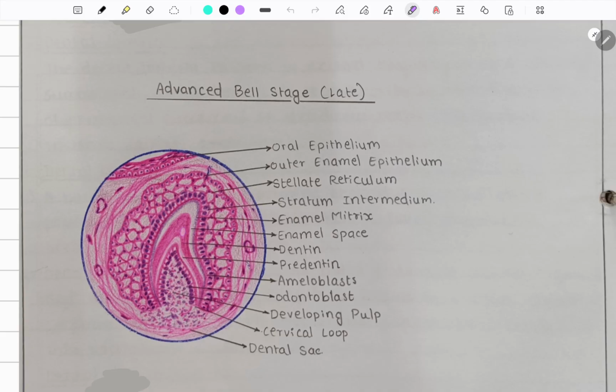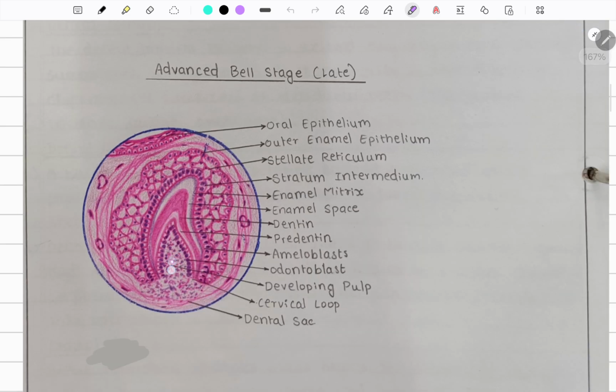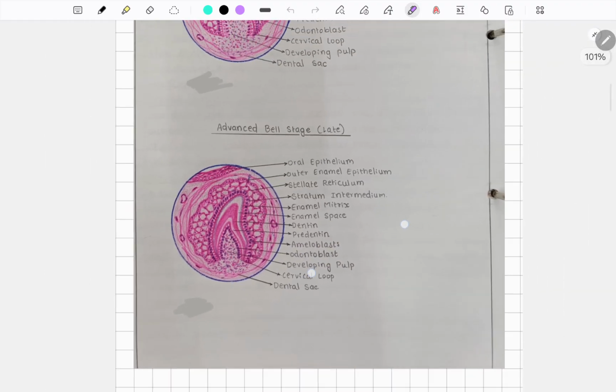This will be dentine, this will be predentine, and these cells will be odontoblast cells, and this dental lamina will turn into developing pulp, and this cervical loop will be present, and a dental sac will be present. Here you need to remember that the dental papilla is turned into the developing pulp over here, and inner enamel epithelium is turned into ameloblast over here.